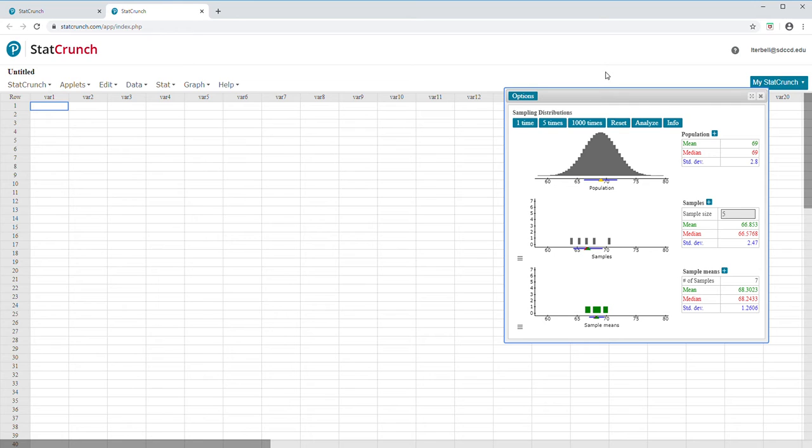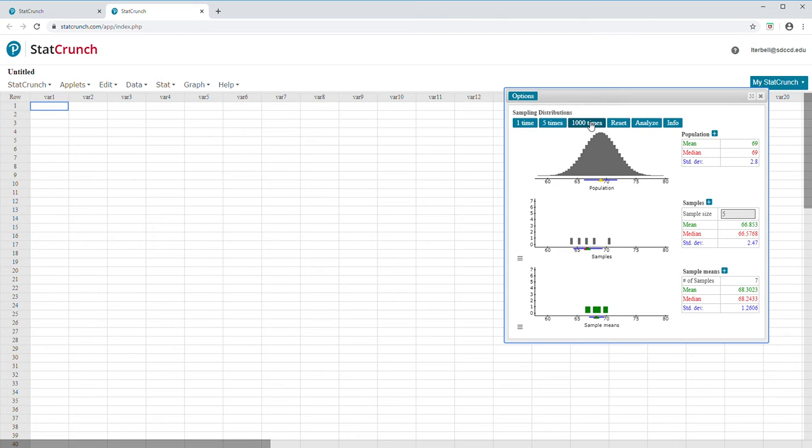Now we can do the same thing 1,000 times. We're going to take 1,000 samples of size 5, and for each sample we're going to compute the sample mean and put all our sample means down here in the bottom row. Let's do that 1,000 times and see what it looks like. We're building up what's called the sampling distribution of the sample means.